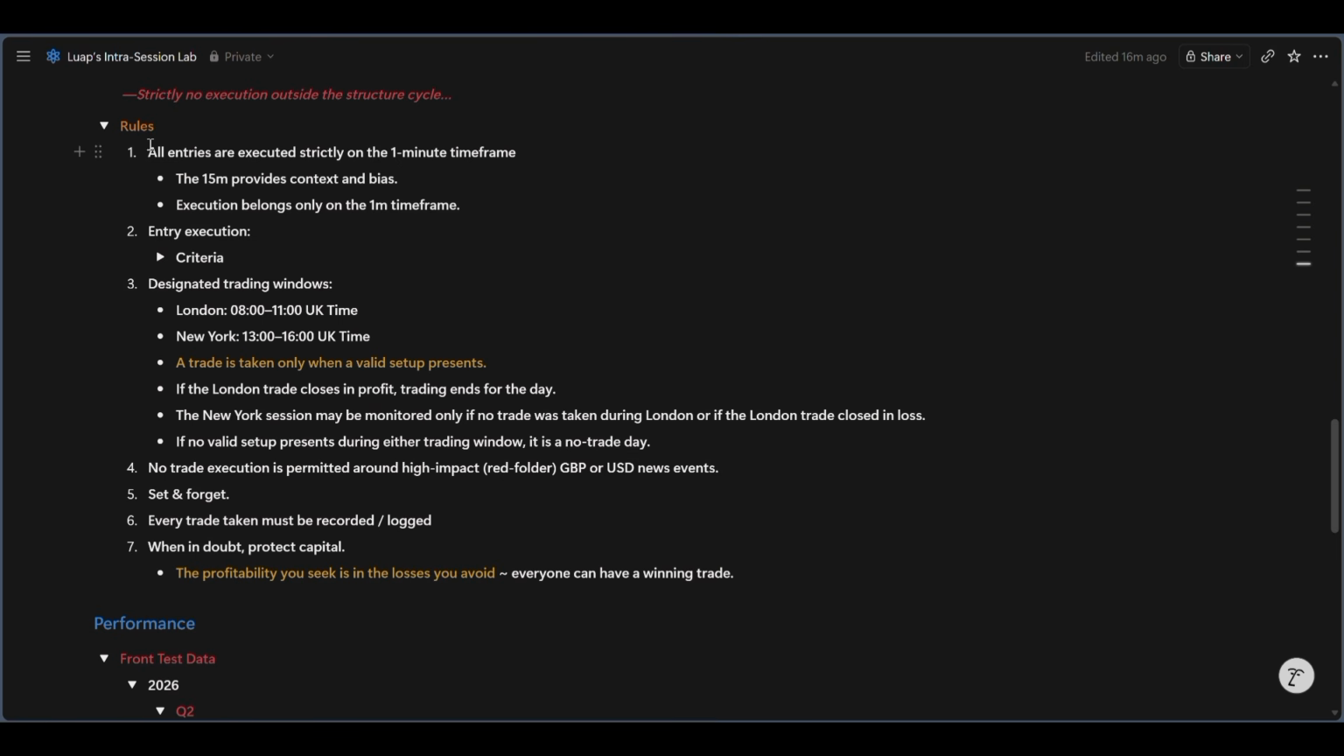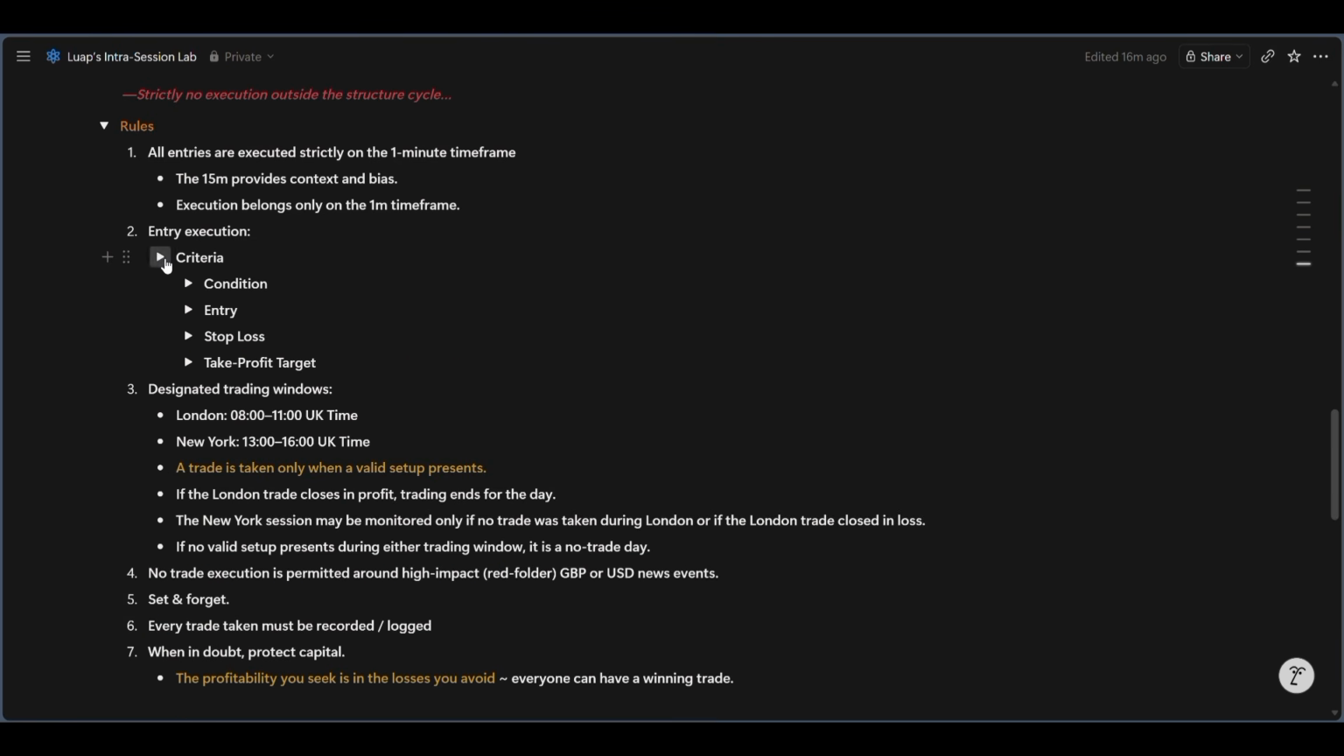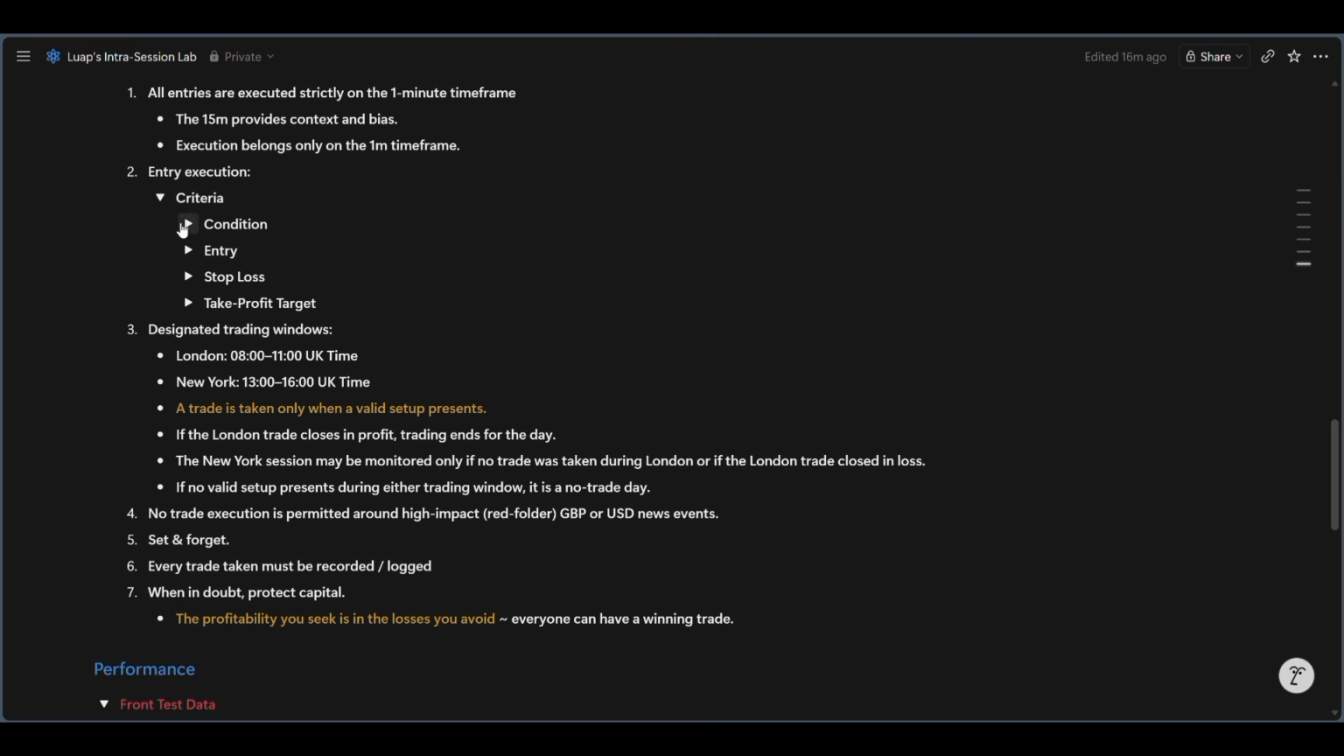And stuff. Here I have my rules. You can clearly see all entries are executed strictly on the 1 minute time frame. The 15 minute provides context and bias, then execution belongs only on the 1 minute time frame. The entry criteria, of course, I have criteria for how I take my entry. So I have a condition.